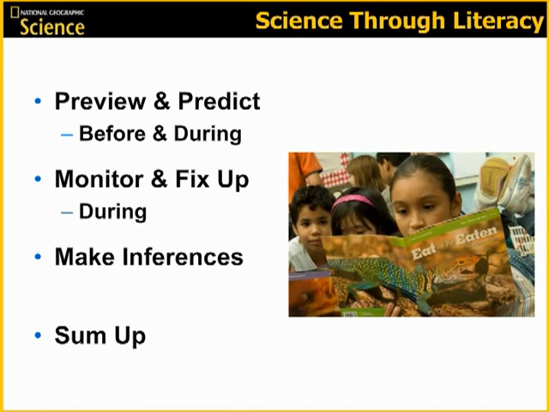Students monitor and fix up during reading by thinking about whether the text is making sense and how it relates to what they already know, and identifying and clearing up comprehension problems. During reading, students may also make inferences by using what they know to figure out what is not said or shown directly. And after reading, students sum up what they've learned by pulling together the text big ideas.